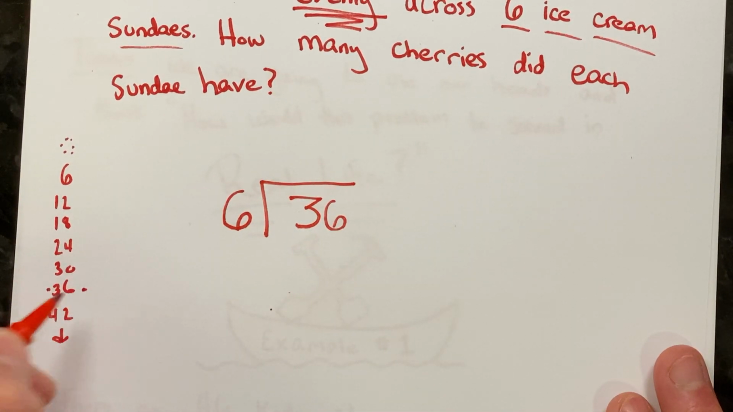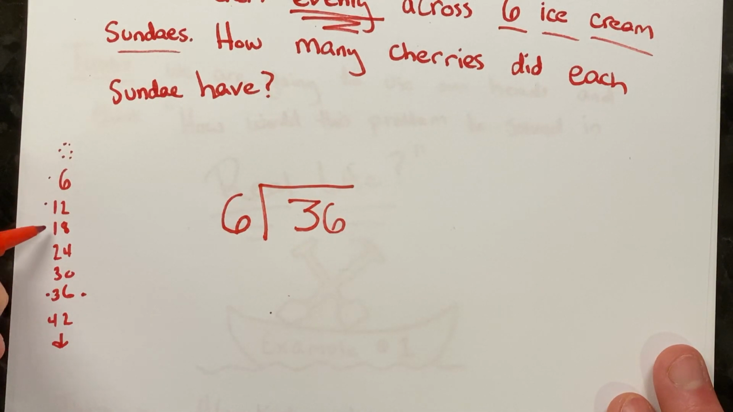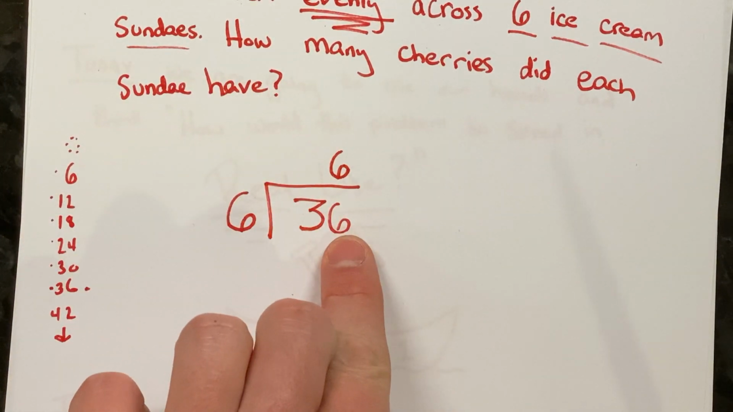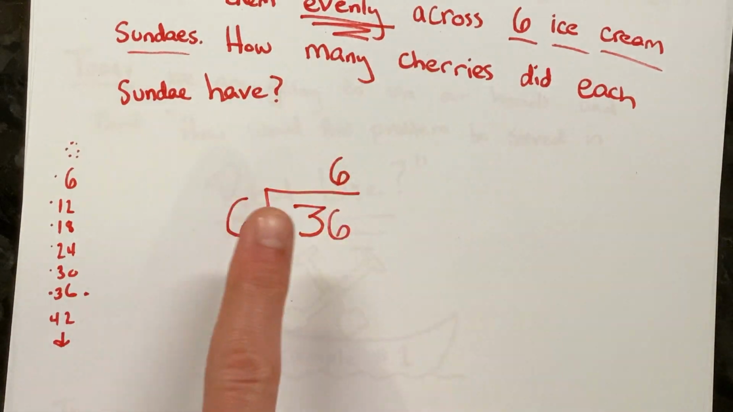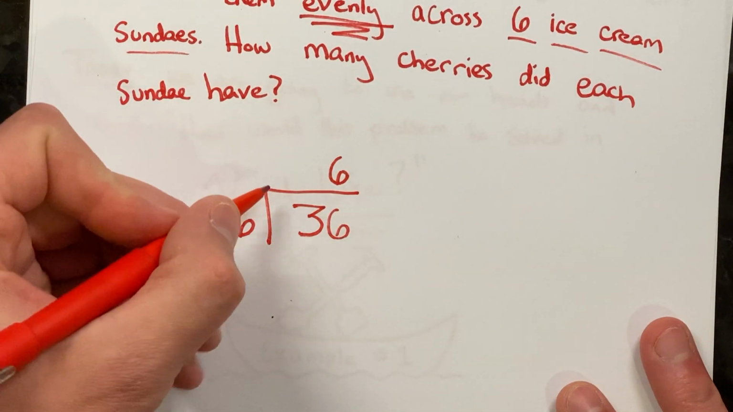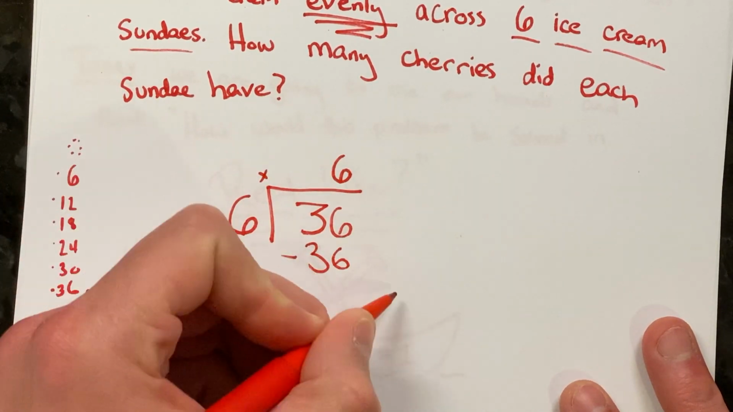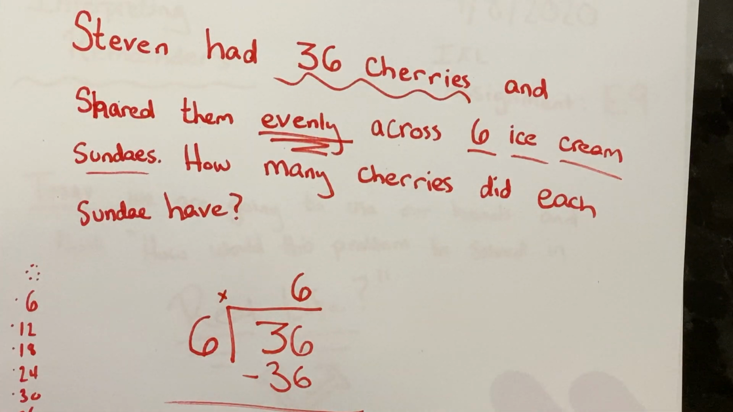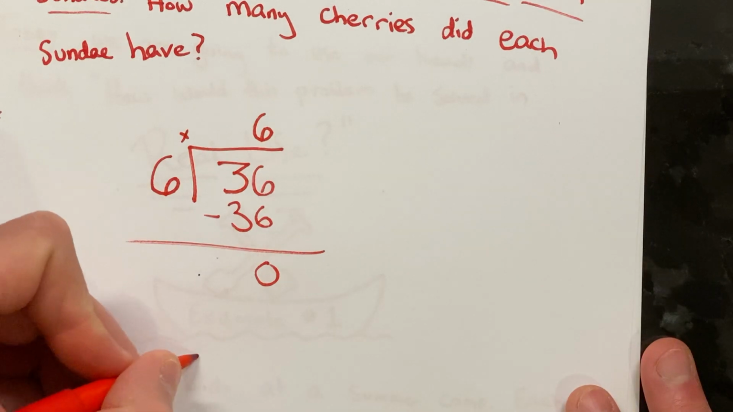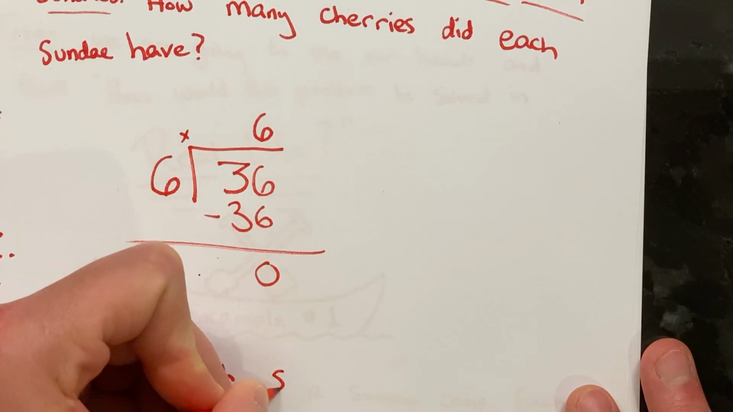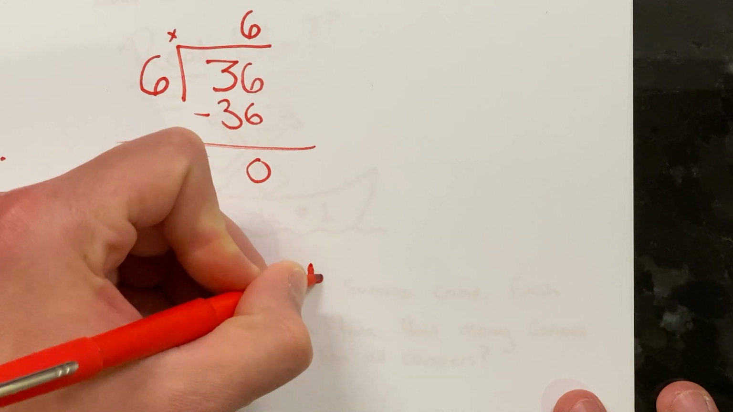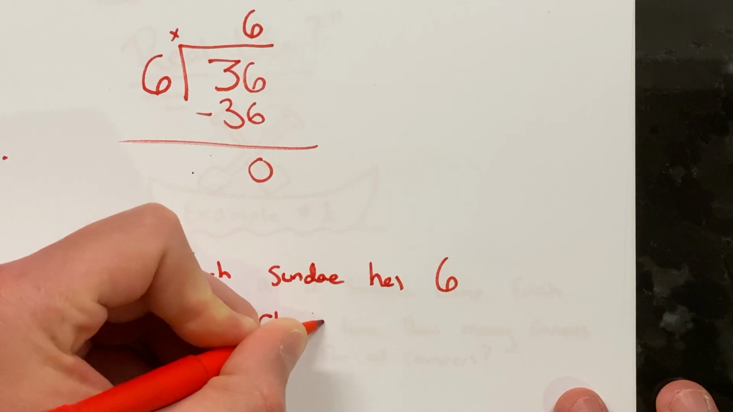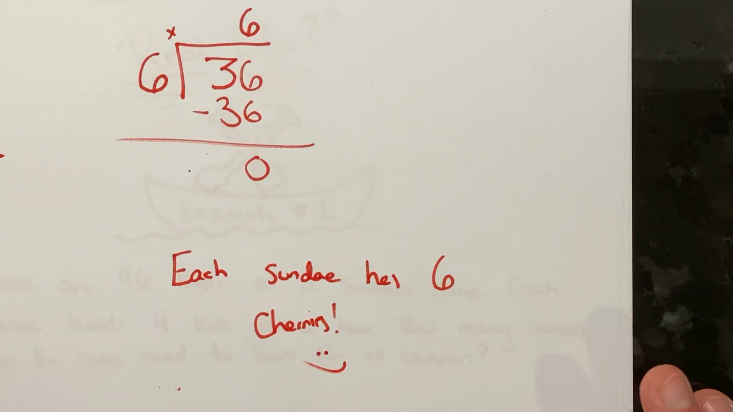I've got a direct match here. 6 times 6. Notice that I put that 6 on top of the 6 in my problem here. So I'm not dividing into that 3 anymore. I'm going into the whole 36. 6 times 6 is 36. 0 remain. What this tells me, and since I have a word problem here, how many cherries did each sundae have? Each sundae has 6 cherries. Boys and girls, you got this, okay?